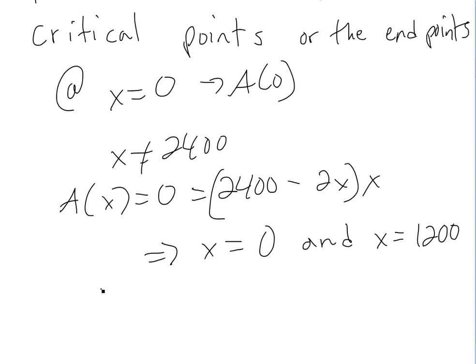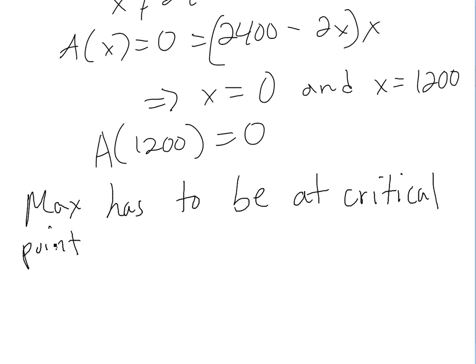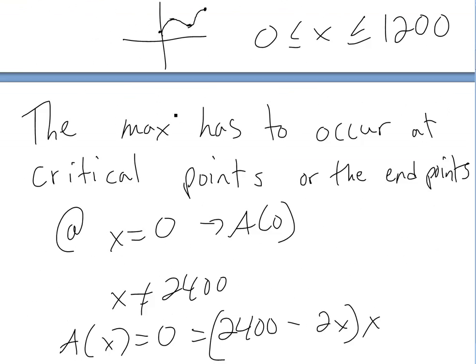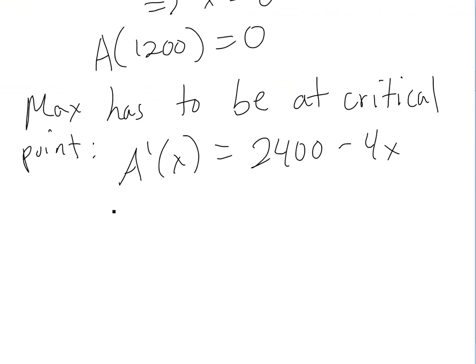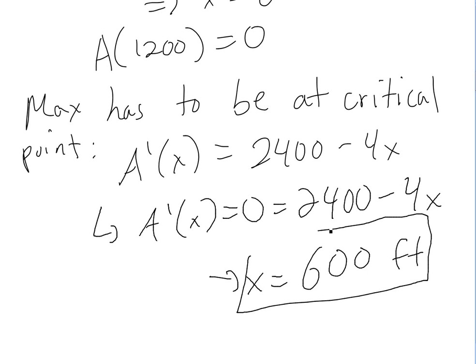So A of 1,200 is 0, so the max can't be at the endpoint. It has to be at the critical point, where the derivative is either 0 or doesn't exist. In this case it is differentiable, so we take the derivative: A prime of X is 2,400 minus 4X. Setting it equal to 0 and dividing by 4, we get X equals 600 feet. And this is our max.